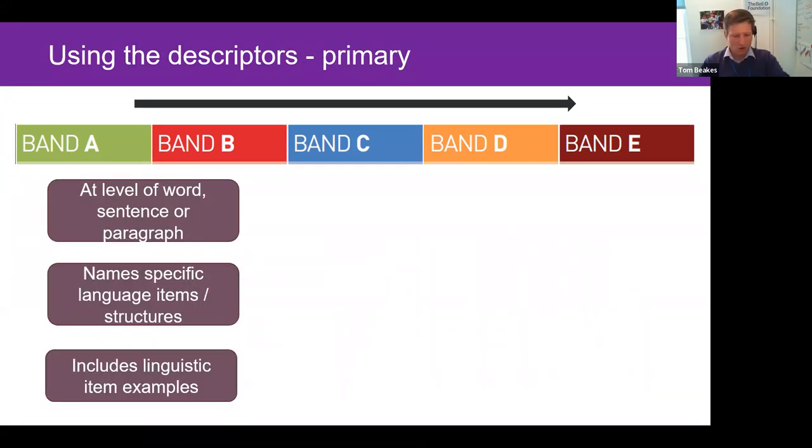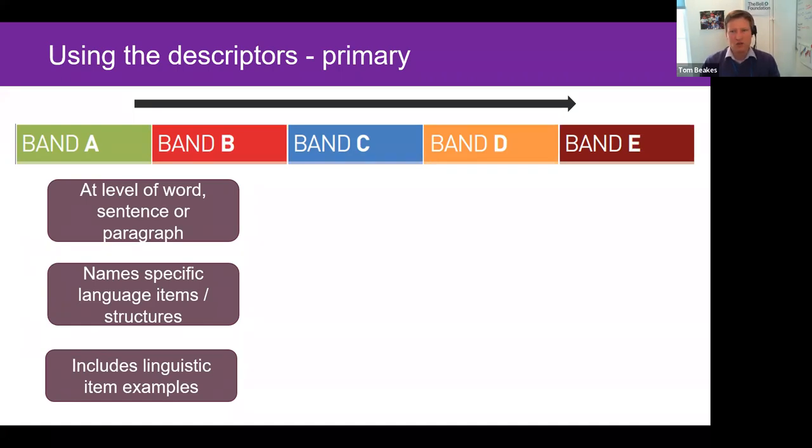So if we look at the framework, we can notice that in the lower bands, the criteria have certain characteristics. For the lower band learners, the language we're helping them with tends to be at the level of words, sentence, or paragraph. It tends to be specific language items or structures. And there are lots of examples in the descriptors which help us. And this makes them, I think, easier to notice and assess as well as address.